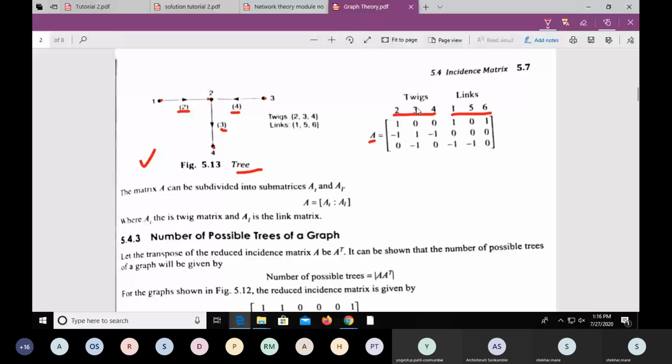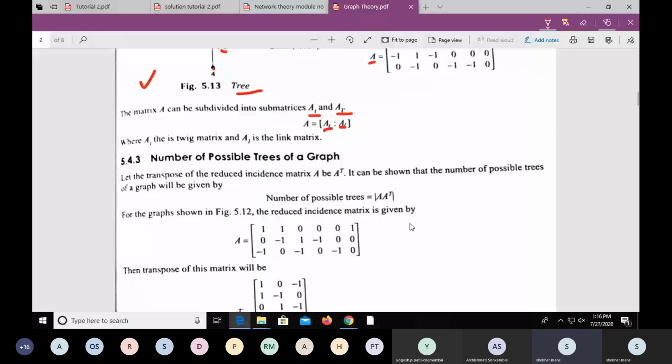AT and AL. The matrix A can be subdivided into matrices AT and AL. AT for twigs and AL for links. So AT is the twig matrix and AL is the link matrix.